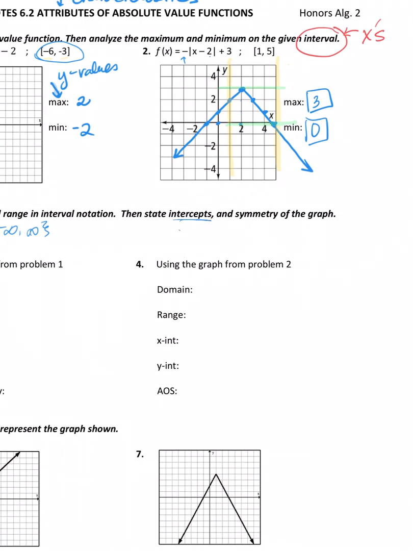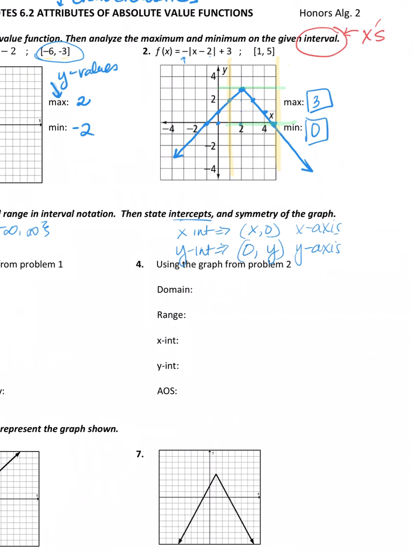Your x-intercept is where the y value is 0 and where it crosses the x-axis. The y-intercept is where the x value is 0 and it crosses the y-axis. Okay, so it's an ordered pair in my answer.